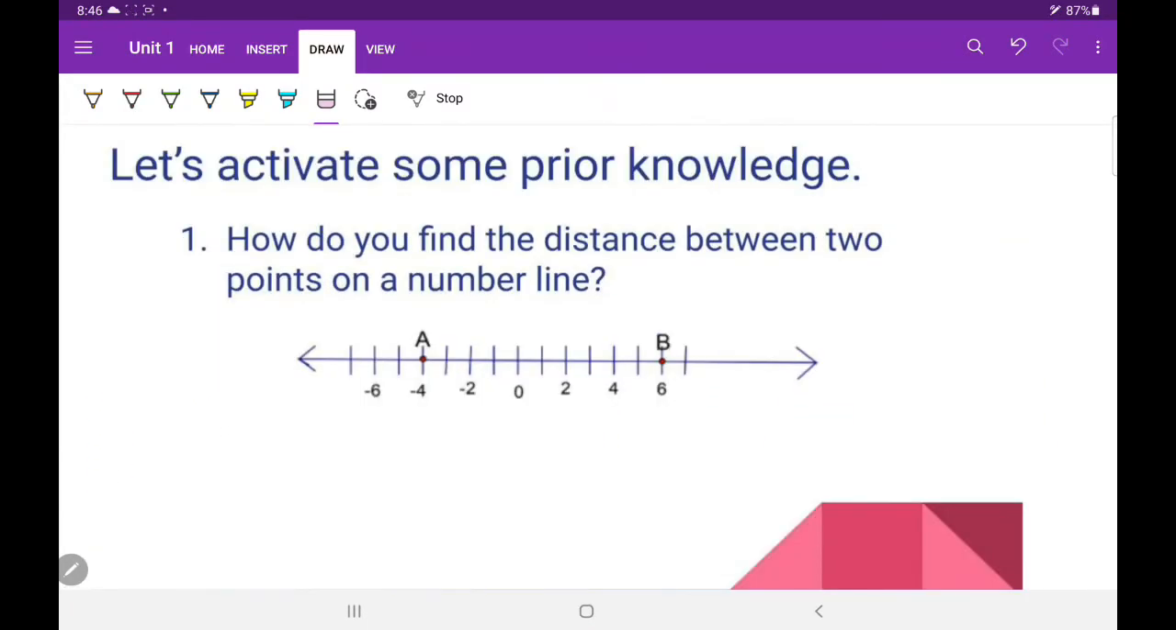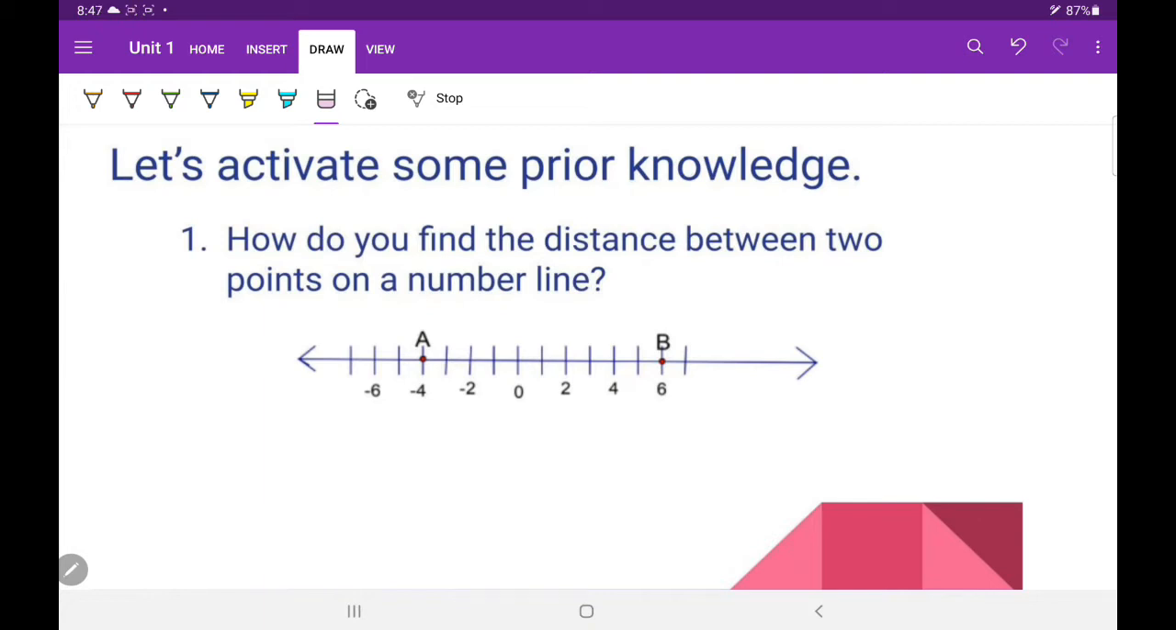Let's activate some prior knowledge. How do you find the distance between 2 points on a number line? Just think through, brainstorm some ideas. If you have this drawing here with A and B, how could you count the distance or calculate the distance between A and B? How far is it?